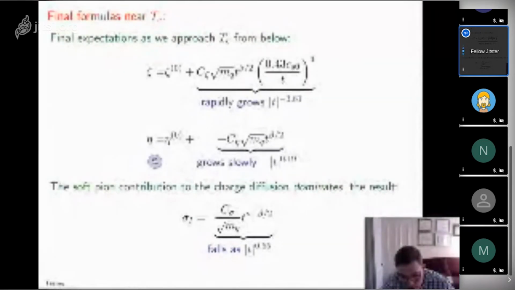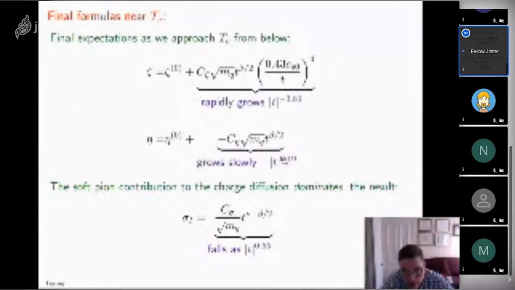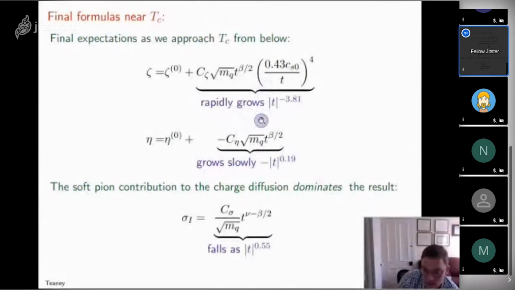Similarly, the shear viscosity has a very slow growth. It grows like t to the minus 0.19, probably too small to be seen in a heavy ion collision. And finally, the soft pion contribution to the charge diffusion actually dominates the result, and it falls as you approach the critical point, as t to the 0.55. So you have appropriate scaling behavior of these quantities, and that's the result.